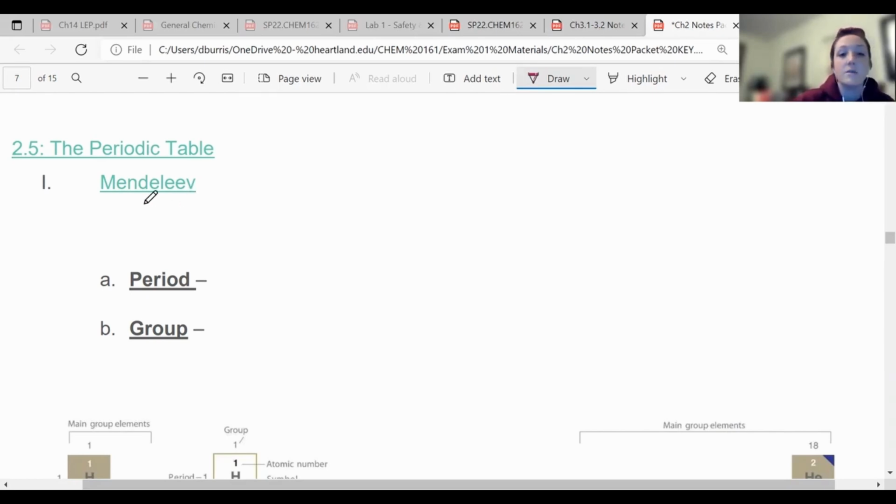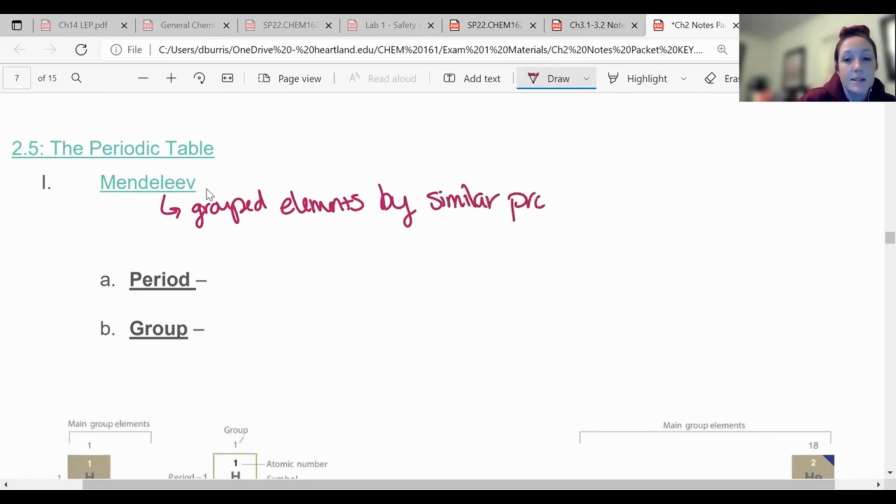And that's because what Mendeleev did is he actually started by grouping elements by similar properties, right? That would be a good way to group them. So grouped elements by similar properties. And essentially what he saw was there was a pattern.